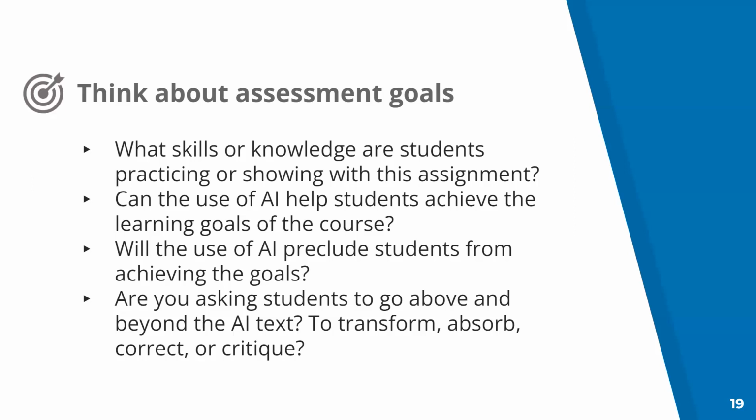And finally, really most importantly in a way, are you asking the students to go above and beyond whatever AI assignment you're giving them? So are they using AI text to transform into something more critical or absorb it in order to have content to work with and move on? Are they looking at an AI either to critique the text itself or help them correct the writing or whatever else that they're doing? Just make sure that this AI assignment is helping them jump up to another level of something in their learning.